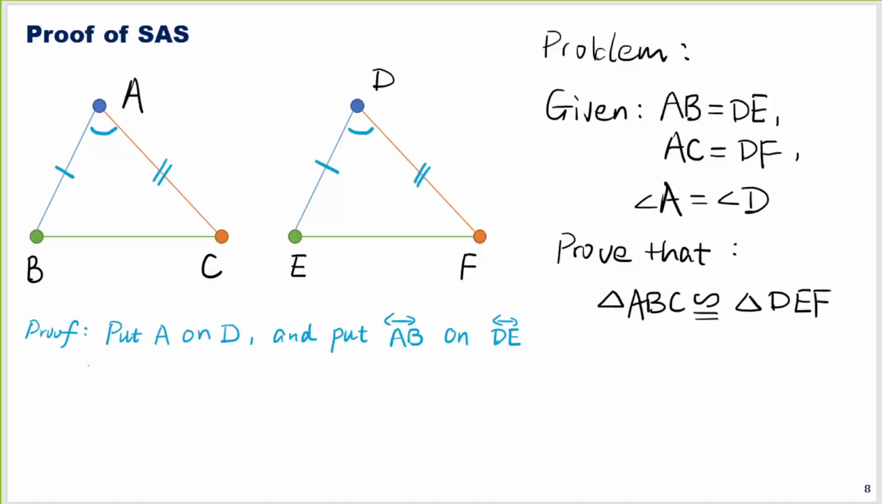Then next, because AB equals DE, we have point B must coincide with point E, right?